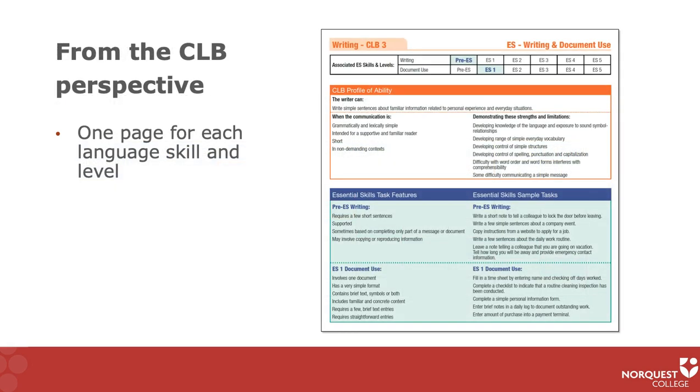Most of the comparative framework shows the relationship from the CLB perspective. In this section of the resource, the skills are presented in the same order and using the same colors as the CLB document. There is a page for each language skill and level. The pages show the language skill and benchmark at the top, essential skills and levels associated with the benchmark, CLB profile of ability, lists of essential skills task features, and sample employment-focused tasks.